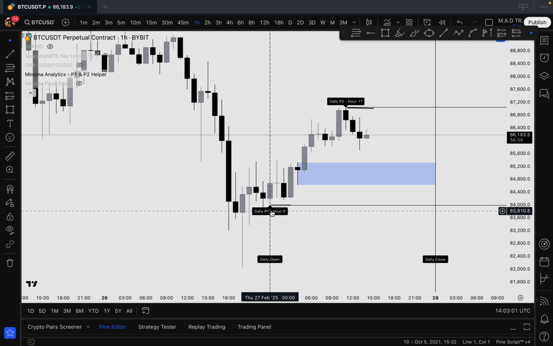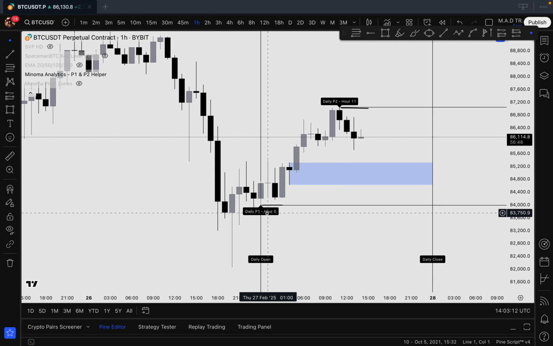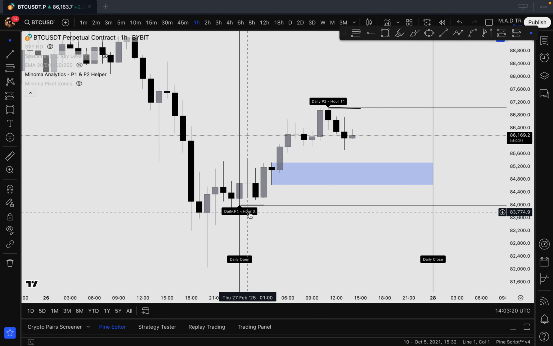So we have daily P1 at hour 0. In the former video I said hour 0 is the best time to put in highs or lows. So with knowing that, we know that from a distance perspective, this low has only a 10% chance to be taken out. From a timing perspective, I now also know hour 0 is very likely to hold.